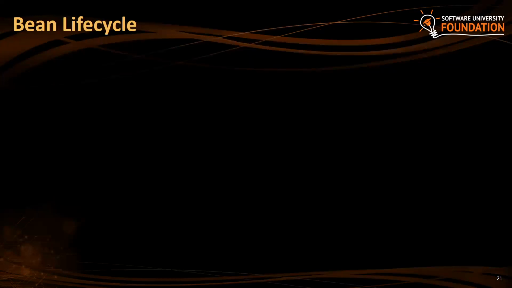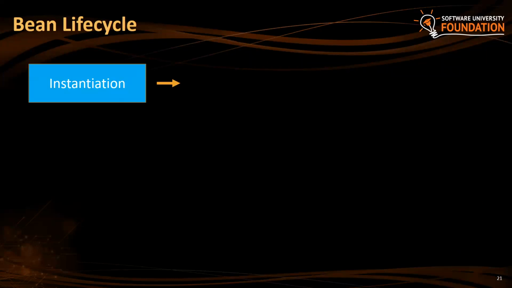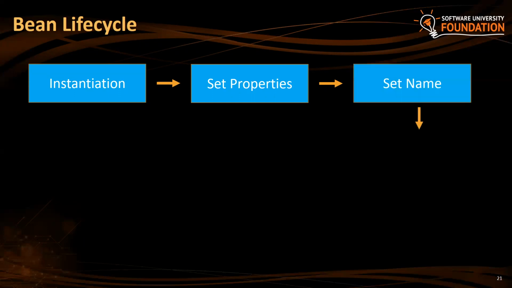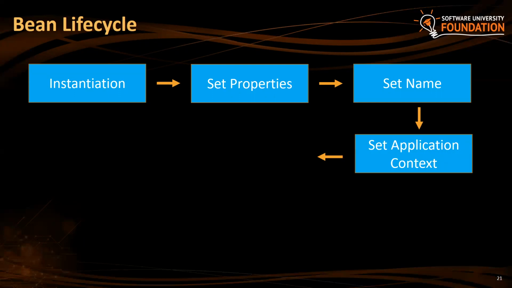We mentioned beans, right? So what is the life cycle of the bean? First is instantiation, which is nothing but creating an object for the bean class. Then the properties get set. As I mentioned, most of the places the POJO classes are there, so through the setters all the properties will be set. Then a name will be set for that particular bean. Then the application context will be set for that.